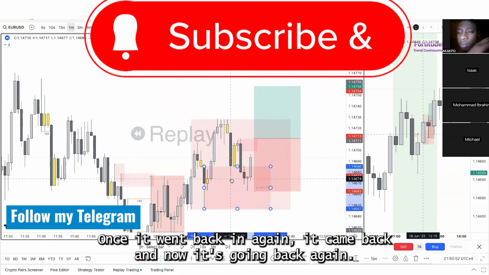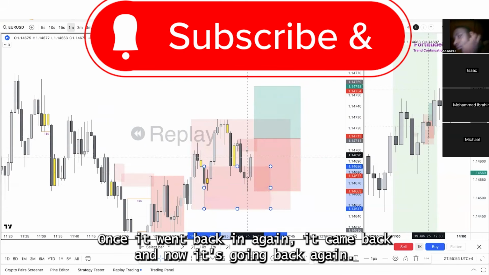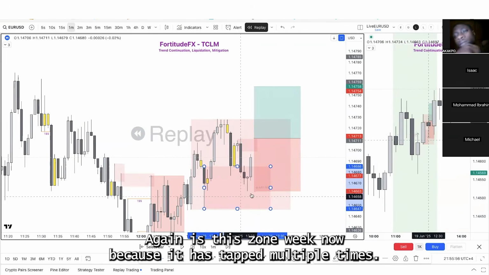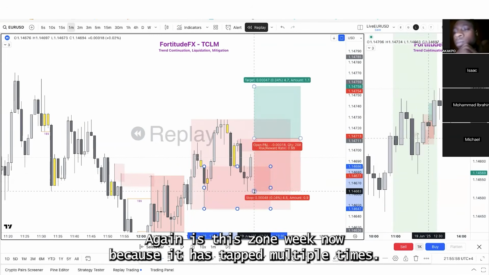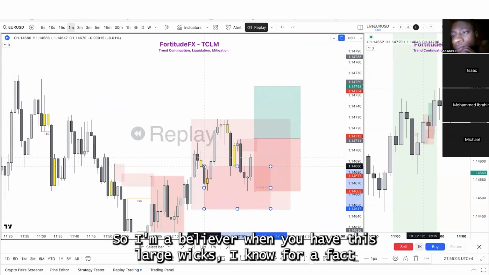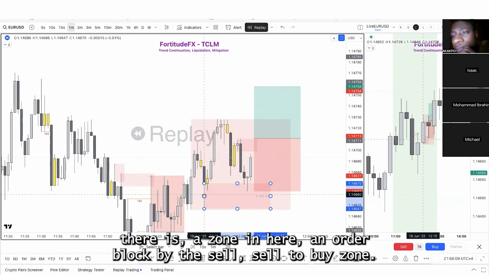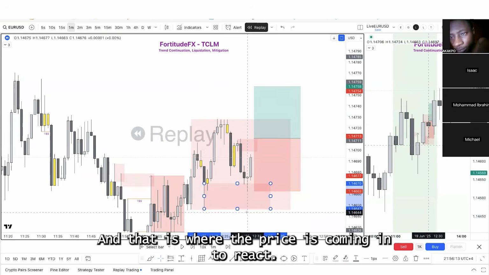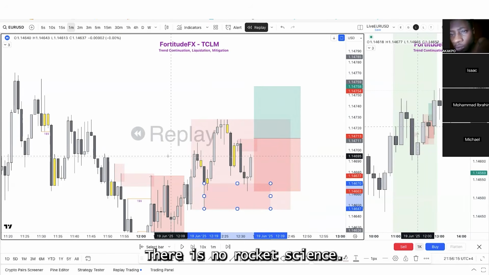Like it came back in once, it went back in again, it came back in, now it's going back in again. Is this zone weak now because it has tapped multiple times? What is going on? All that good stuff happens, right? So I'm a believer when you have these large wicks, I know for a fact there is a zone in here, an order block, a buy to sell to buy zone, and that is where the price is coming in to react. As simple as that. There's no rocket science.